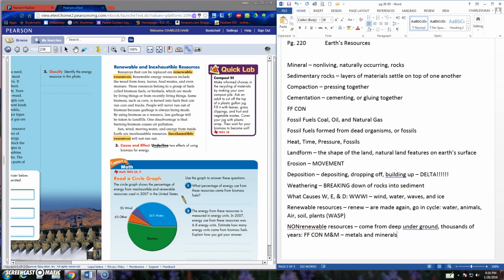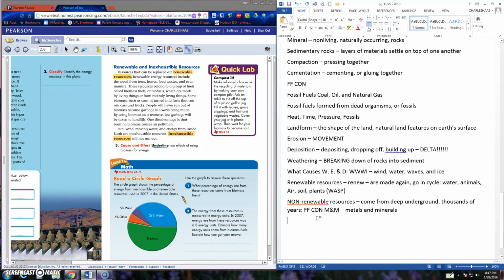That's what the M&M stand for, because we have to dig in the ground for the coal, we dig deep in the ground for the oil, we have to mine out and dig in the ground for natural gas, we have to mine out the metals, copper, steel, aluminum, we have to mine out the minerals such as diamonds or rubies or sapphires. The earth makes all these things, but it takes thousands and thousands of years. So we can't easily have more. So they are called non-renewable because they don't renew. They don't go in a cycle.